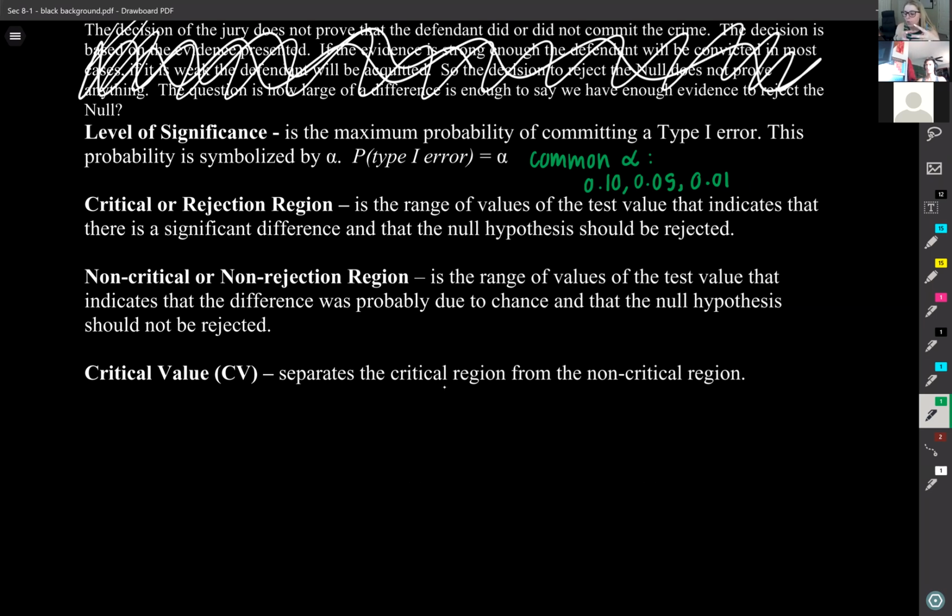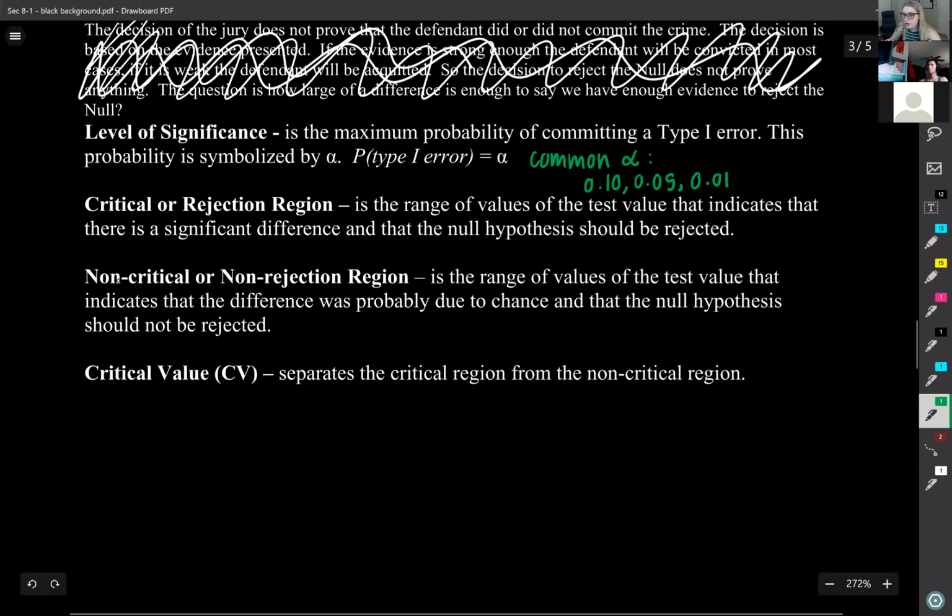When we do an example, we're going to end up finding some range or region of values that, if our test value falls within it, then we can reject the null hypothesis. That's what's called a critical or rejection region. Based on our test, we'll be able to find that region, place our test value wherever it falls, and see if we should reject the null hypothesis or not.